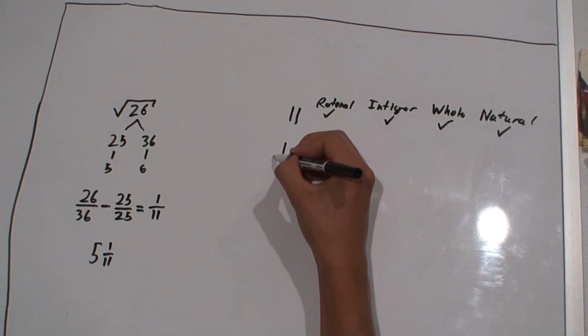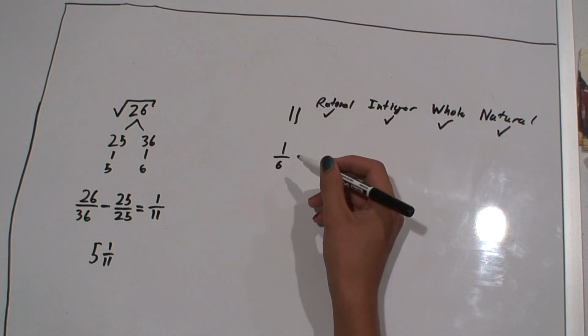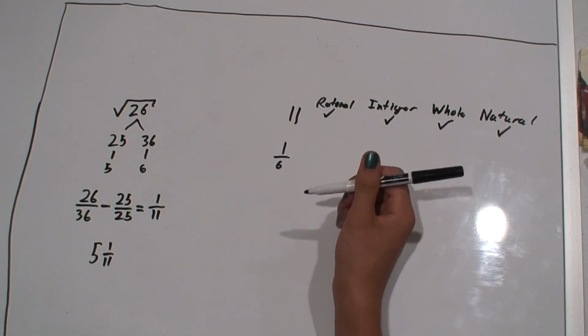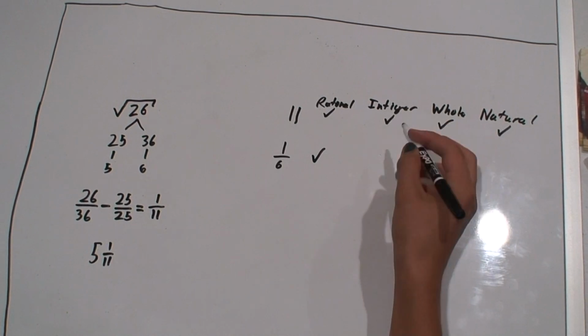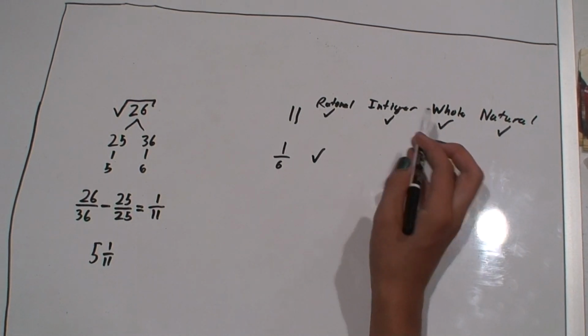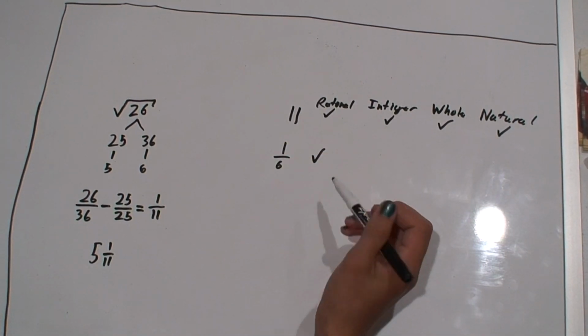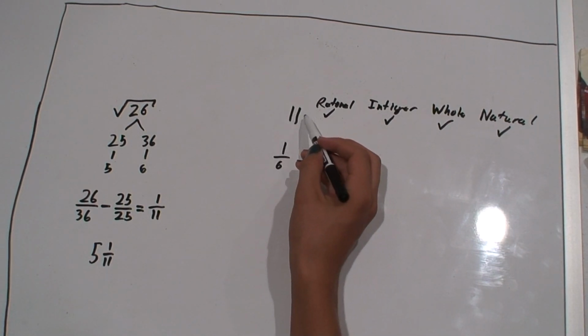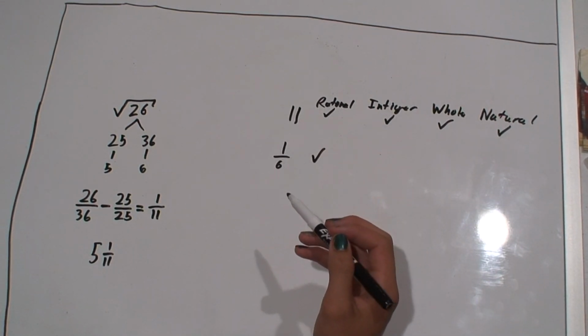This one, 1/6. Is it rational? Yes. It is represented as a fraction. But it is not an integer because it is not a whole number. It is not a number without a decimal or a fraction.